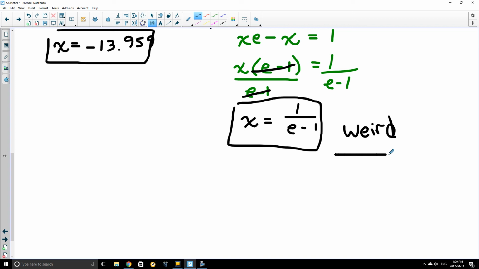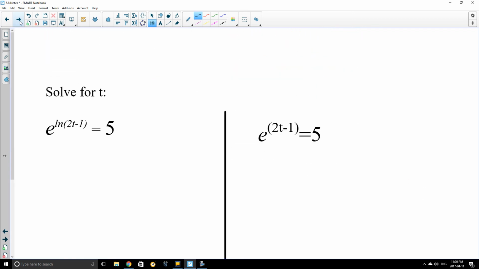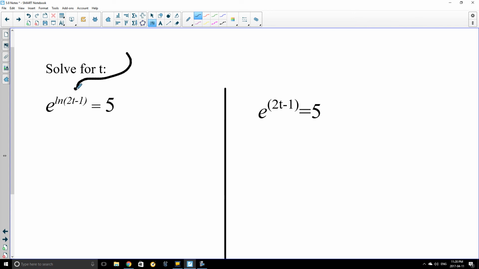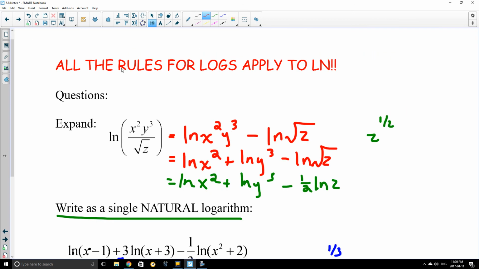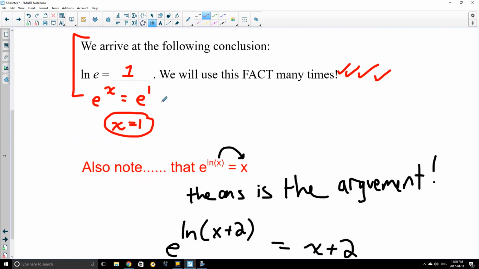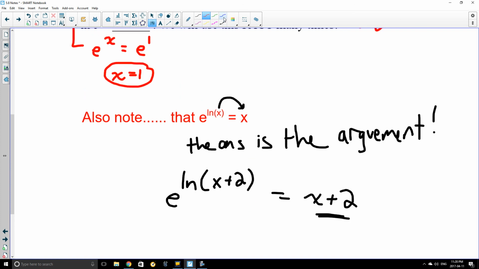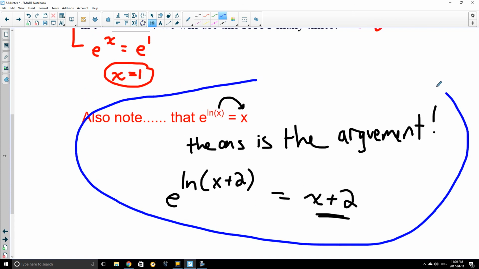So, 2 last questions. We're going to solve for t in this one, and something special is happening here. You will never solve this one unless you remember that thing that I told you to remember a few pages ago. So let's go back. Too far. Not far enough. Here we are. Okay, so this is the rule I'm talking about. You must remember this. If you ever have e to the power of ln, remember that the answer is whatever the argument is.